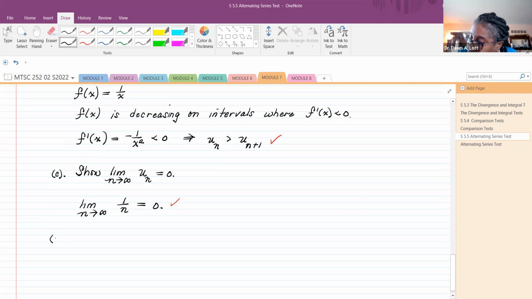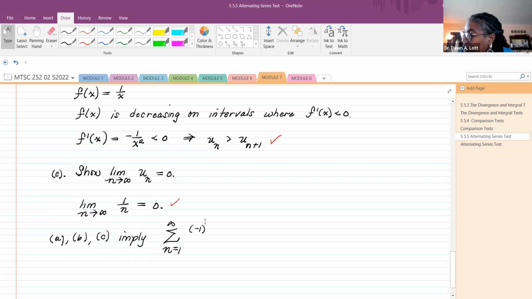So A, B, and C imply that the summation n equals 1 to infinity of (minus 1) to the n over n converges by the alternating series test. Okay, any questions?